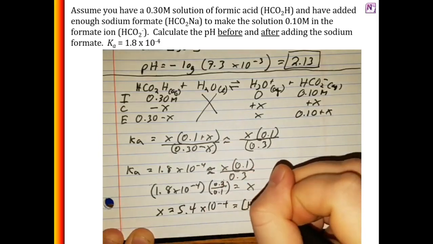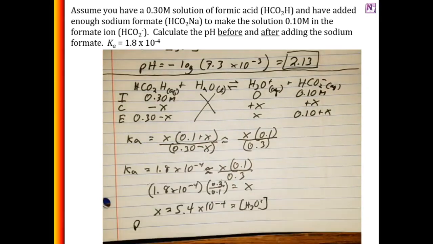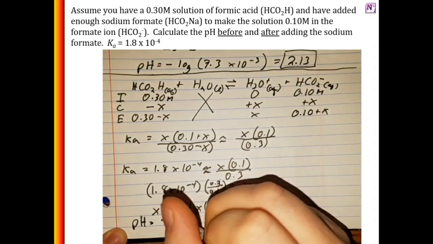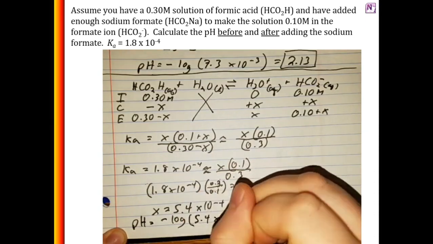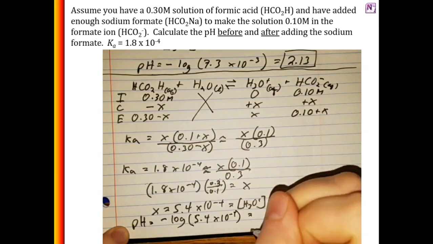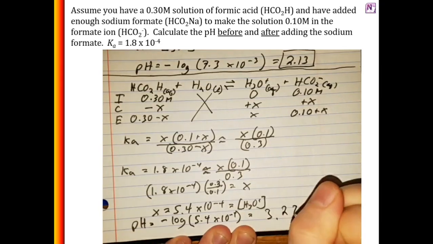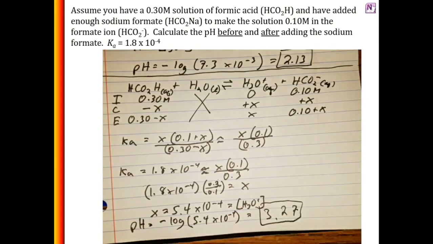So if we want the pH, can you still see? Yes. pH equals minus the log of 5.4 times 10 to the minus 4, which is going to give us a pH of 3.27. Okay, so again, our pH went up. Just like we saw in the last problem, if we add some of the corresponding ion, it's going to increase our pH. So we went from a pH of 2.13 to a pH of 3.27.